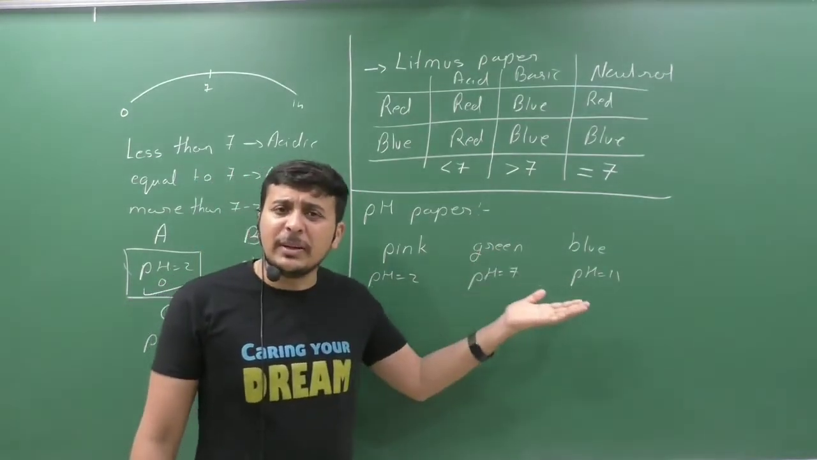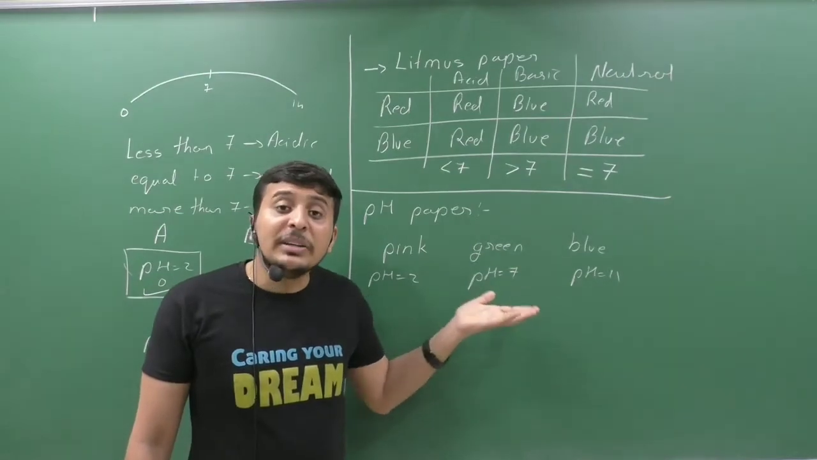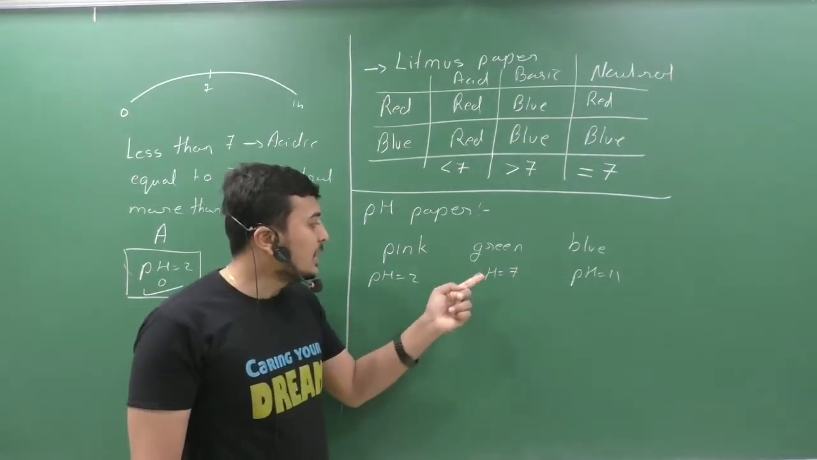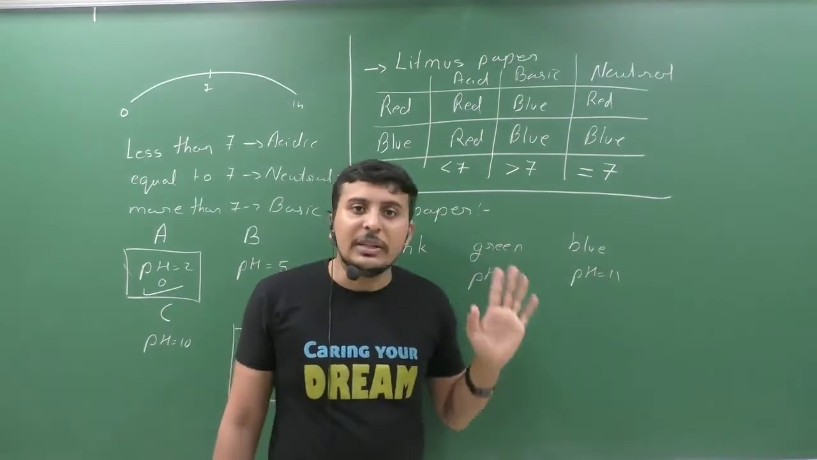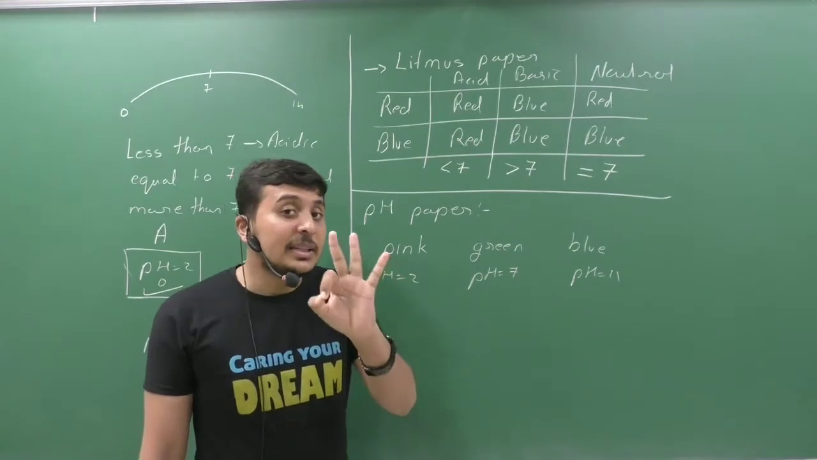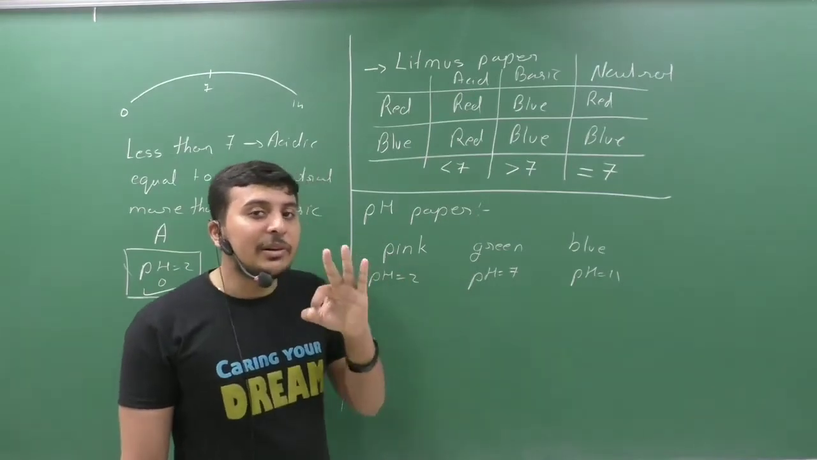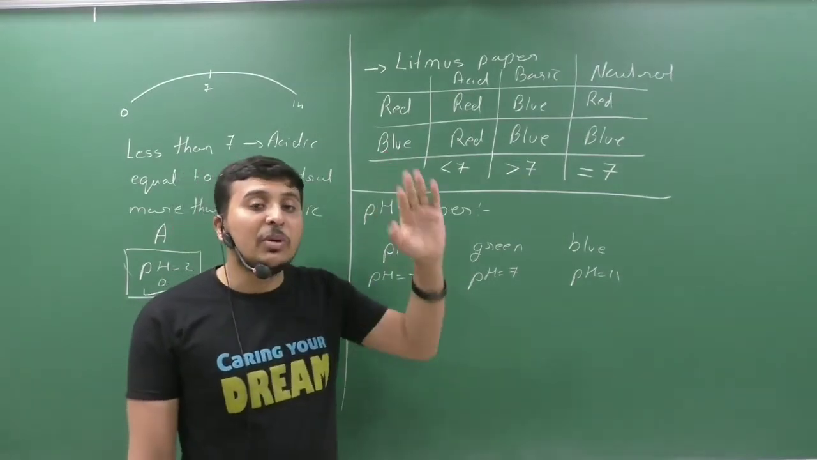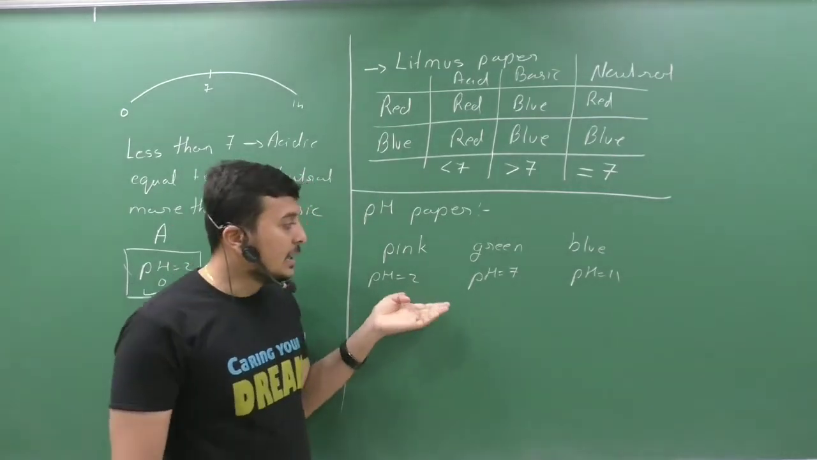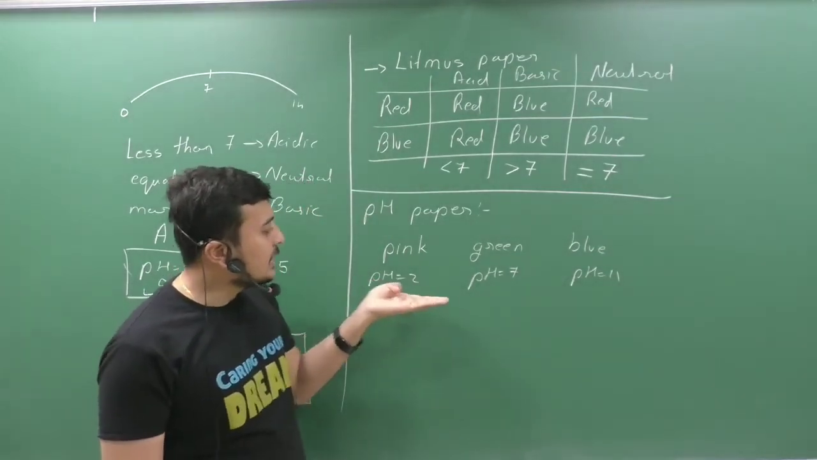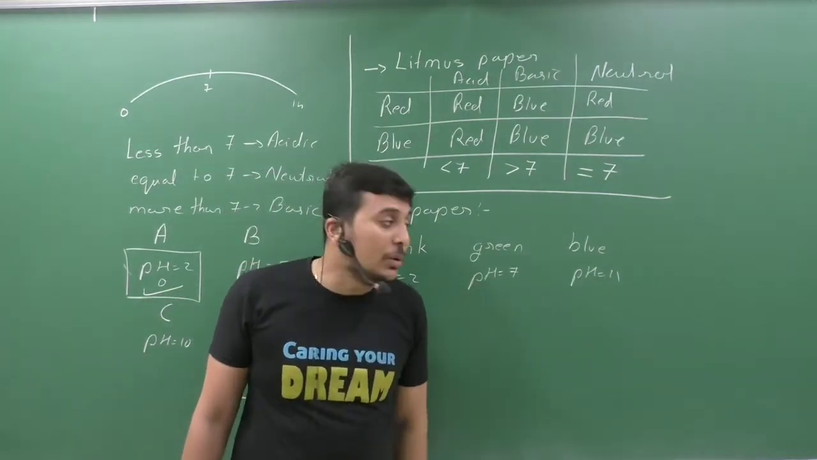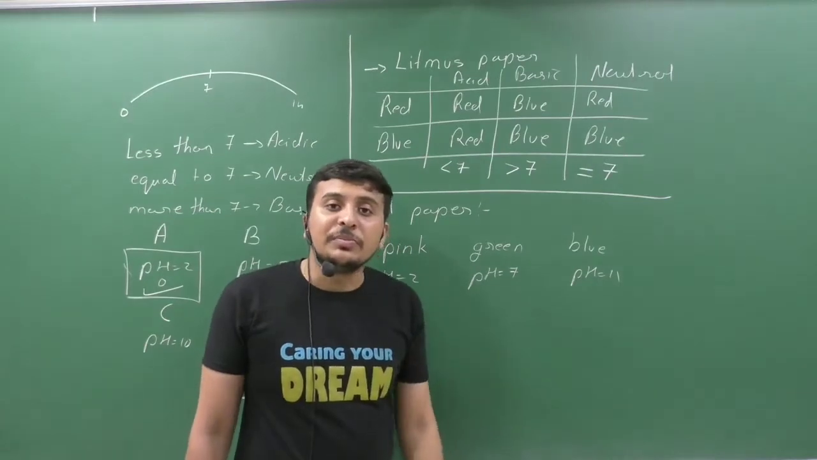There are many different types of colors. How can we remember? Can you remember these three? Pink is equal to 2, green is equal to 7, and blue is equal to 11. Just remember these three. I will also make sure that you will be able to remember all the colors before this lecture is completed. Clear? So first of all, remember these three. Pink is equal to 2, green is equal to 7, and if the pH paper turns blue, then the pH will be equal to 11.